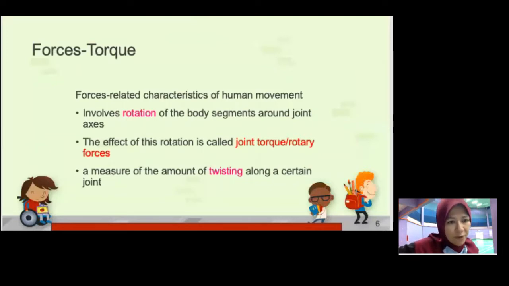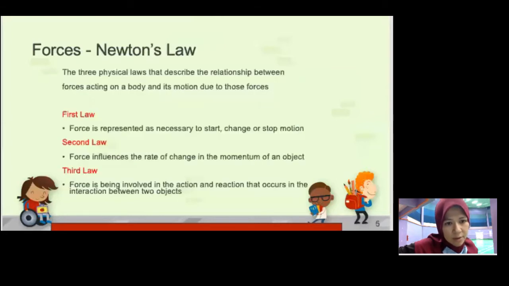Force and torque. Sorry, tadi kat mana? Okay. Force. In Newton's laws, there are three physical laws that describe the relationship between forces acting on a body and its motion due to those forces. Okay, kita ada belajar hari tu first class, second class, third class. Okay, dalam Newton's law pun ada first law, second law and third law.